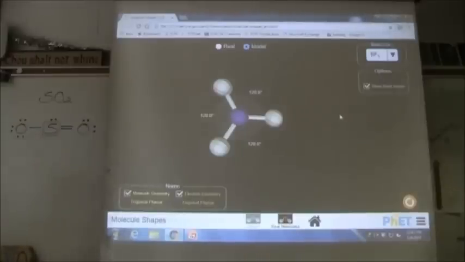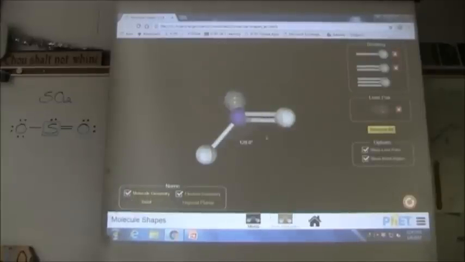So for sulfur dioxide, what's the steric number? 3. Remember, steric number means how many sides of the box have something on it? 3. Of those 3 sides, how many have a shared pair? 2. One side has a lone pair. Here's what that looks like. This thing up here, that's representing that lone pair.